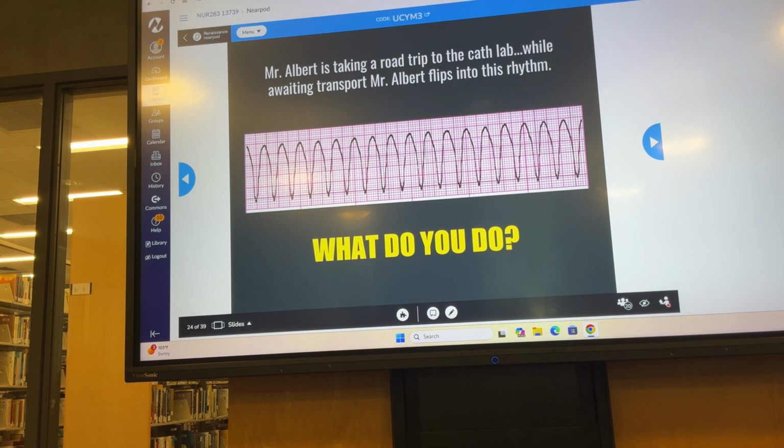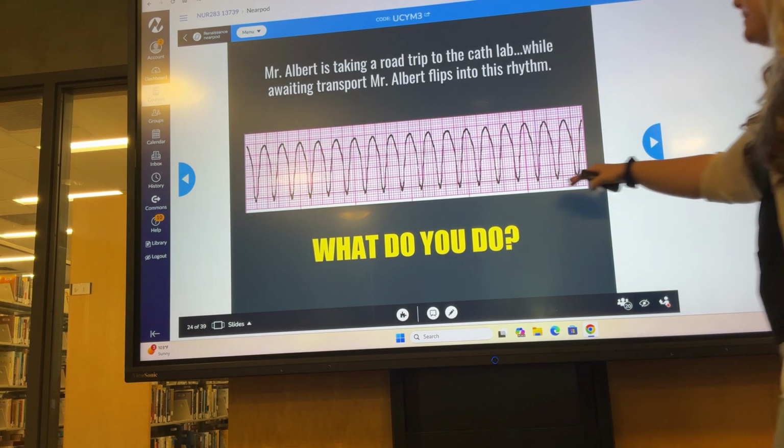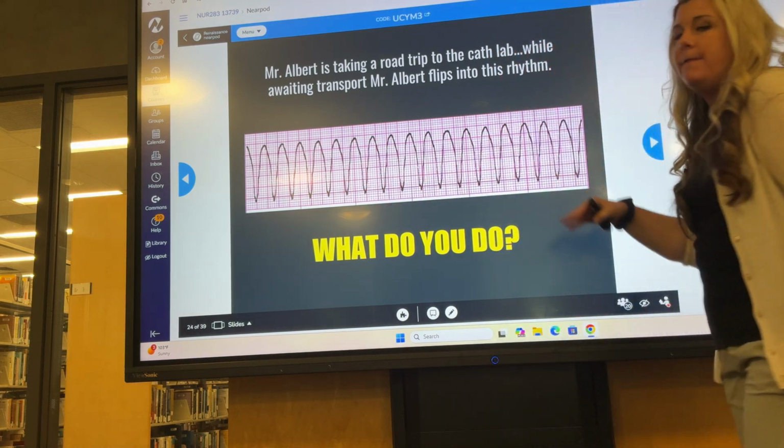So, Mr. Albert's taking a road trip. We just talked about that, to the cath lab. While awaiting transport, Mr. Albert flips into this rhythm. OMG, for Mr. Albert. Okay, so what are you gonna do? First of all, what is that rhythm? VTAC, okay? VTAC, ventricular tachycardia, okay? We got the mountains. There's no P waves. It's originating from the ventricles.